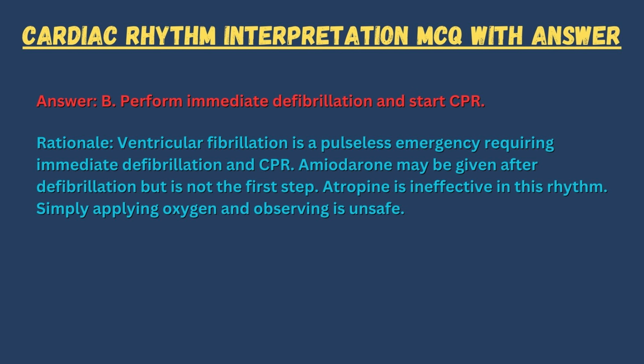Answer: B. Perform immediate defibrillation and start CPR. Rationale: ventricular fibrillation is a pulseless emergency requiring immediate defibrillation and CPR. Amiodarone may be given after defibrillation, but is not the first step. Atropine is ineffective in this rhythm. Simply applying oxygen and observing is unsafe.